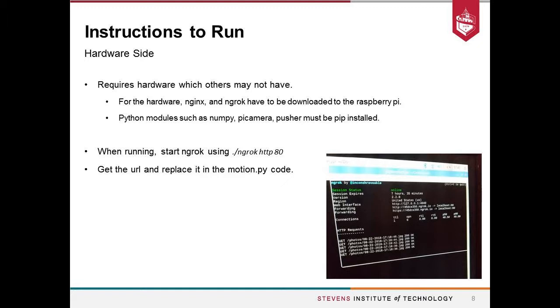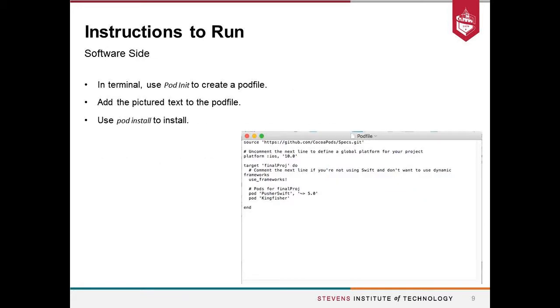When preparing to run on the Raspberry Pi side, some Python modules need to be pip installed, as well as nginx and ngrok. On the Swift side, a pod file has to be created and installed using the terminal. Now here's a demo of the project in action.